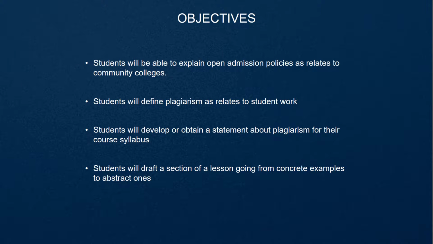We need to talk a little bit about objectives for today's session. Students will be able to explain an open admission policies as relates to community colleges. Now, if you've been paying attention, you know that explain is not the best word here. Perhaps write a definition would have been better. Students will define plagiarism as it relates to student work. Students will develop or obtain a statement about plagiarism for their course syllabus. Now remember, in this case, the students are you, not your students. And students, you, will draft a section of a lesson going from concrete examples to abstract ones. Those are our objectives for today's session.